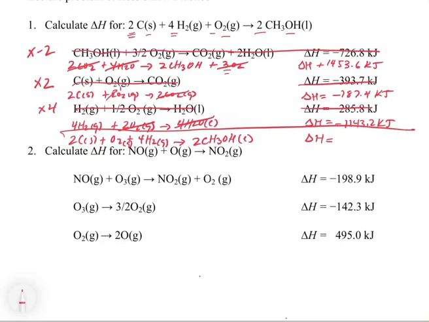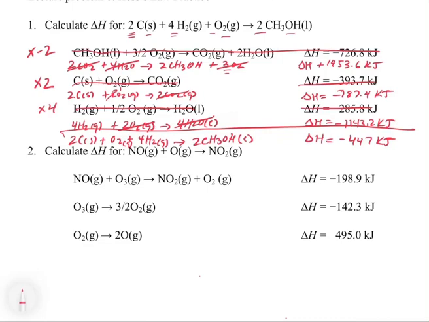So now we just have to add up the delta H's. So we add 1453.6, we add a -787.4, and then we subtract again 1143.2. So we get an overall delta H of -447 kilojoules for that when you combine those together.